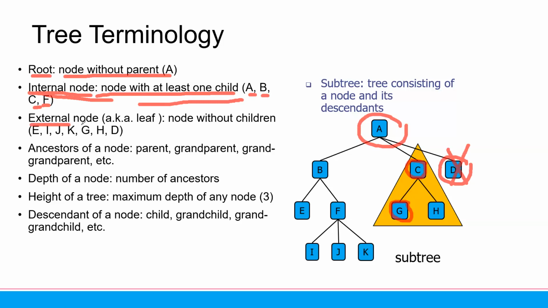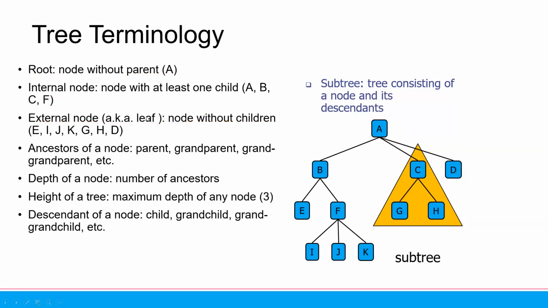If this is a node without children, we can say it is an external node or leaf. AKA, do you know? As known as. AKA means as known as. So the external node, also known as leaf, is a node without children. So we have E, I, J, K, G, H, and B.